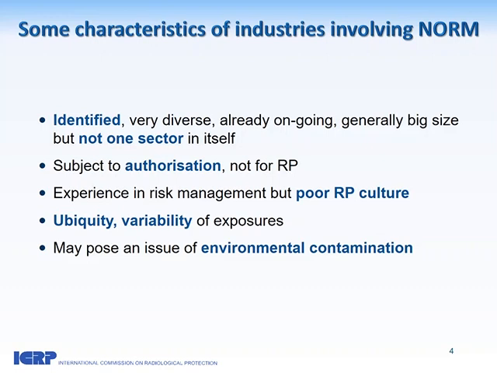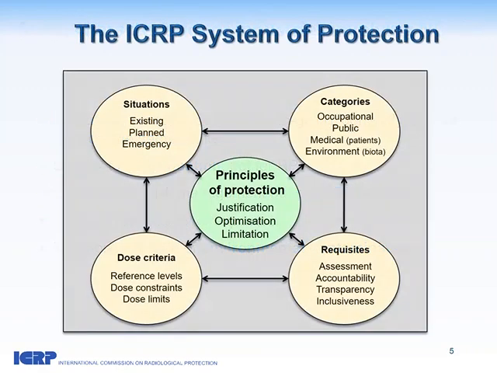The NORM is ubiquity. There is a variability of exposure. These industries may pose an issue of environmental contaminations. Here is a figure showing the big elements of this ICRP system of protection. In the middle, you have the three principles of protection: justification, optimization, limitation. And these principles are applied in different exposure situations for different categories of exposure, using different dose criteria, and for the implementation of different requisites.